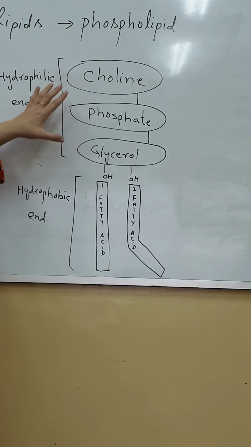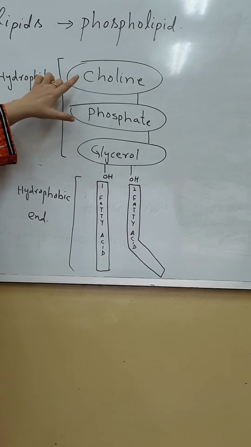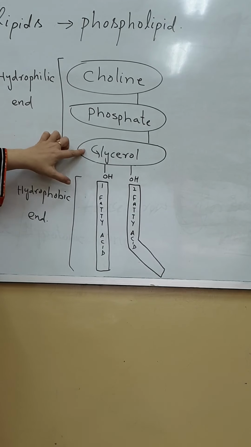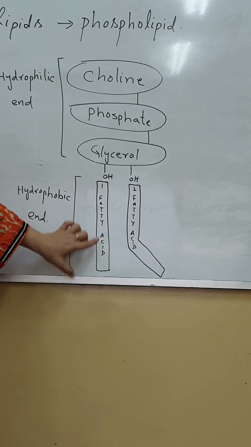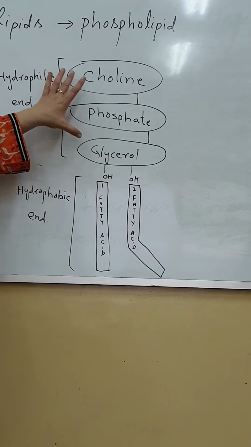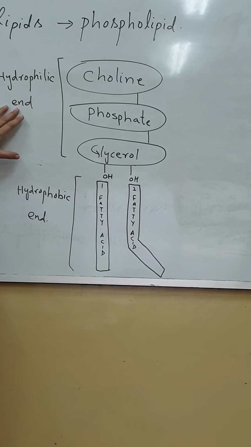In this structure, you can see that this portion, choline, phosphate, and glycerol, forms the head, while this portion, the fatty acids, forms the tail. The head portion is hydrophilic. Hydrophilic means that it is soluble in water. It is known as the water-loving portion because water can dissolve this portion.